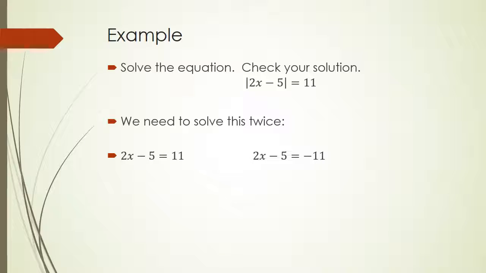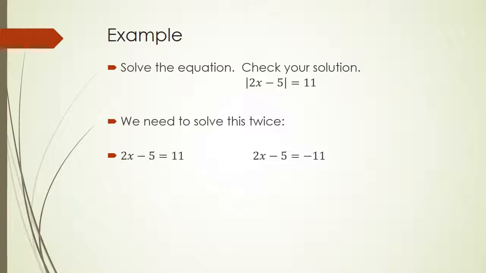Okay, these are the two ways we need to write the equation. 2x minus 5 equals 11, which is exactly the problem as it is without the absolute value bars. And then we also write 2x minus 5 equals negative 11. The reason for that is that the absolute value of 11 gives you 11, but the absolute value of negative 11 also gives you 11. So we have to account for both those possibilities.